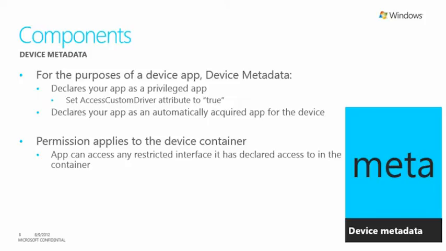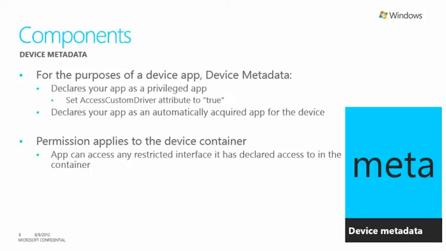So for your app, your device metadata will do two things. It'll most likely declare that your app is the app to be automatically downloaded. It will also declare that your app has privilege to access the device, and there's a property, access custom driver. Since you're using a custom driver, that has to be set to true. If that's not set to true, you'll get an access denied error when you try to open the driver.